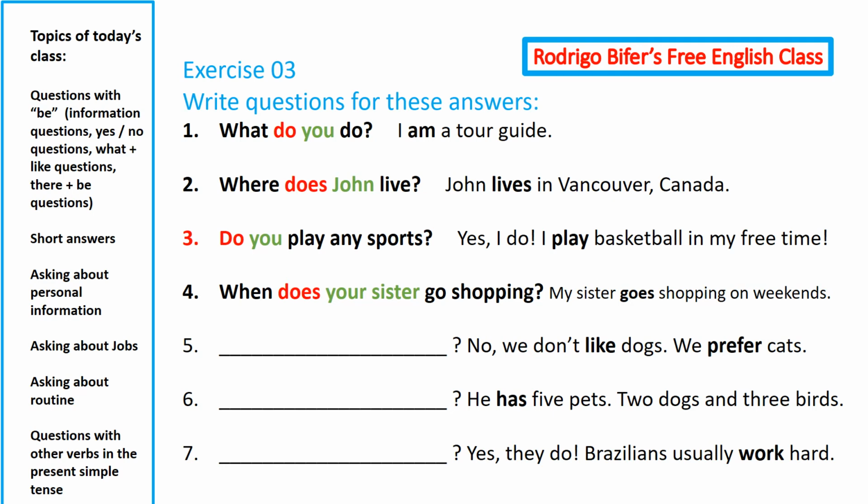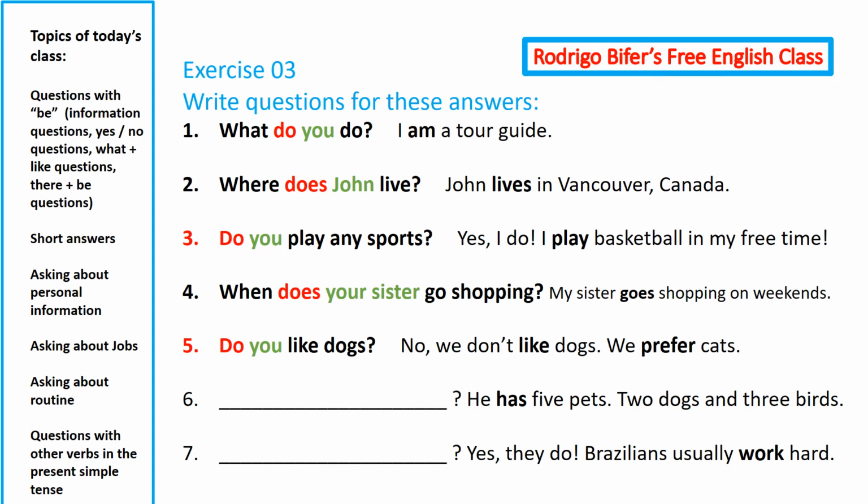This is a yes/no question again. No, we don't like dogs. The question must begin with do. So, do you, and then the answer is we don't like dogs. So what would the question be? Do you like dogs? Do you like dogs? No, we don't like dogs.